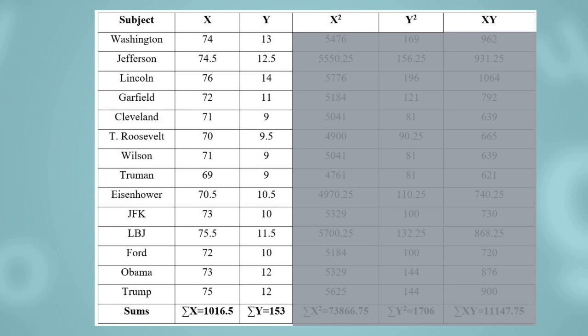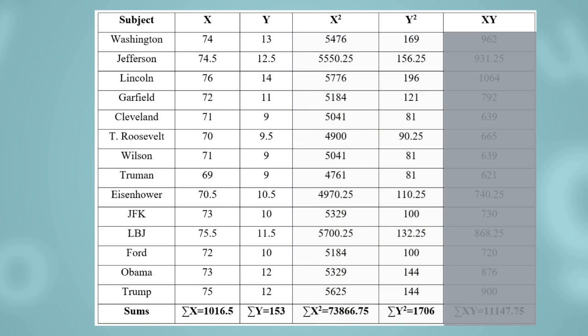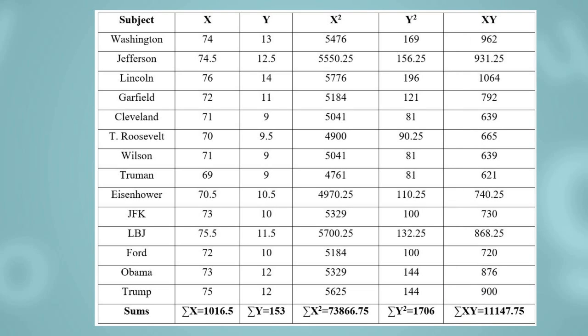To do this, we first compute the sum of X and Y. We now need the X and Y squared column. We square every X and then sum. Now we do the same for Y squared column, squaring each Y and summing. Our last column is the XY column. Multiply each individual X times each individual Y, then sum. This gives us 5 columns of numbers and 5 sums, one for each column.